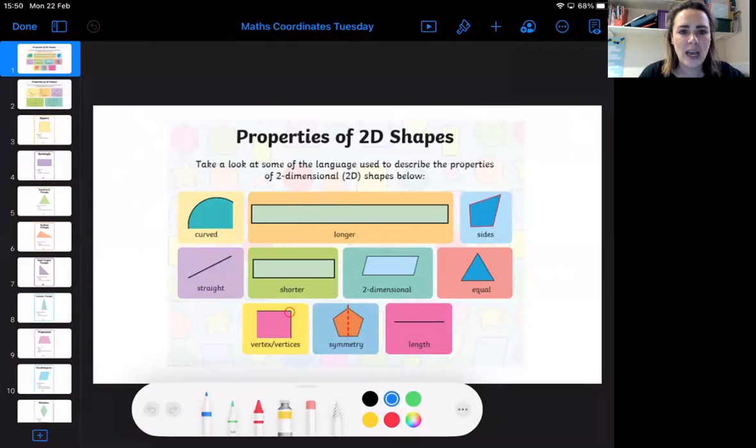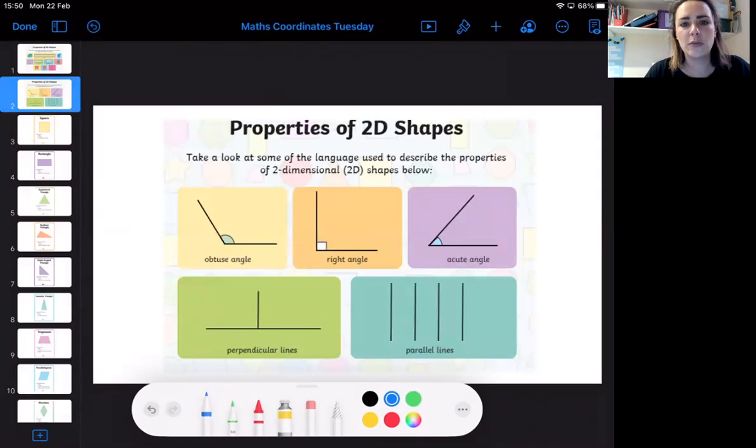First of all, let's have a look at properties of 2D shapes and some language. So we've got here curved, straight, longer, shorter. Sides, you can see that they are the sides of the shapes, which are here. Equal, when everything is the same. Two-dimensional, that means something is flat, it's just drawn on paper. A vertex or vertices, which is the corner of a shape. Symmetry is a line where there is the same on both sides. And length, how long something is.